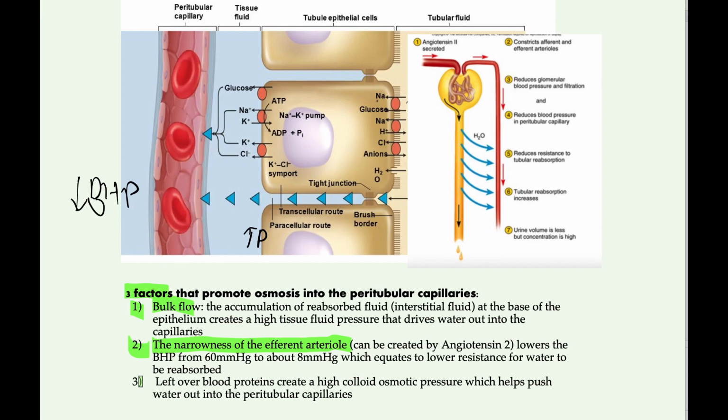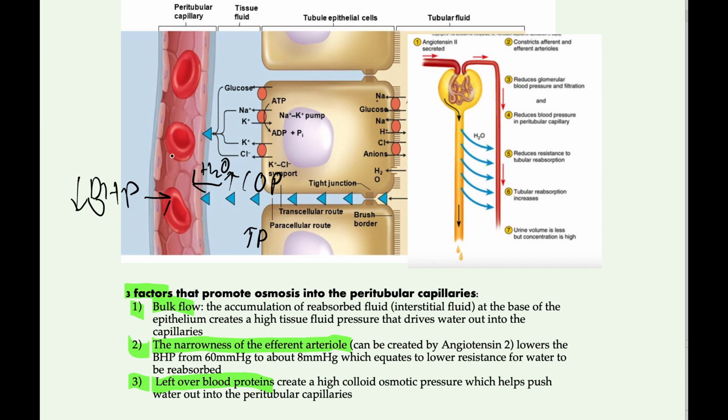Now let's talk about the third factor, which involves leftover blood proteins, creating a high colloid osmotic pressure, which helps push water out into the peritubular capillaries. So both of these factors account for the osmosis of water. The main one, as I talked about, is bulk flow. Then there's the low blood hydrostatic pressure, and then the high colloid osmotic pressure.